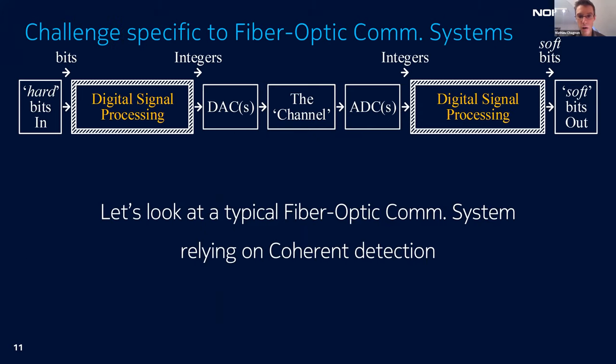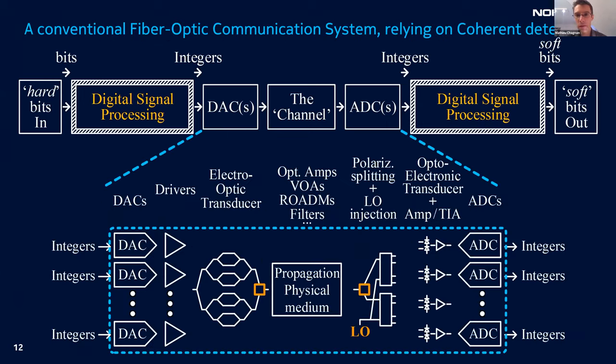Now, more specific to fiber optic, and more specifically fiber optic relying on coherent detection, to talk about that challenge, we need to look at the system per se. So if I break out those three blocks on top, DAC, channel, and ADC, for fiber optic with coherent detection, it looks like this. You have four streams of integers that you feed to DACs. There's the transducer, there's the physical propagation, and at the receiving end, there's what we call the polarization beam splitter. We inject an LO, and then there's transduction from electrical to optical.